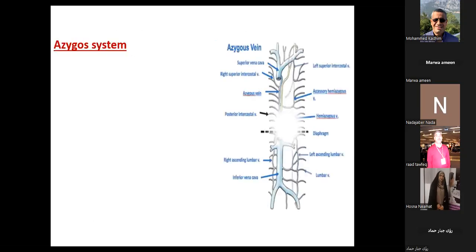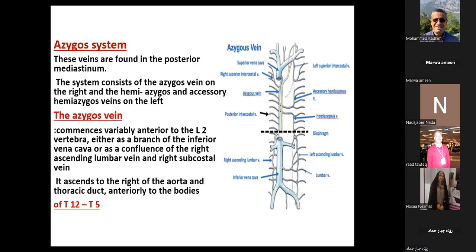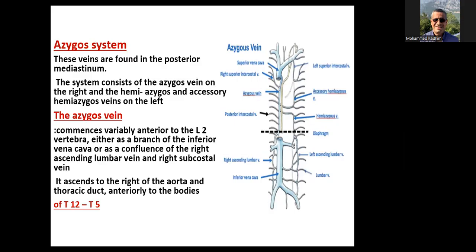Azygous system. On the right side we have the azygous vein, and on the left side we have the hemiazygous and accessory hemiazygous. Azygous vein. This vein is found in the posterior mediastinum, and the system consists of the azygous vein on the right and the hemiazygous and accessory hemiazygous on the left side. The azygous vein commences, variably, anterior to the L2 vertebra, either as a branch of the inferior vena cava or as a confluence of the right ascending lumbar vein and right subcostal vein. It ascends to the right of the aorta and thoracic duct, anterior to the bodies of T12 to T5.